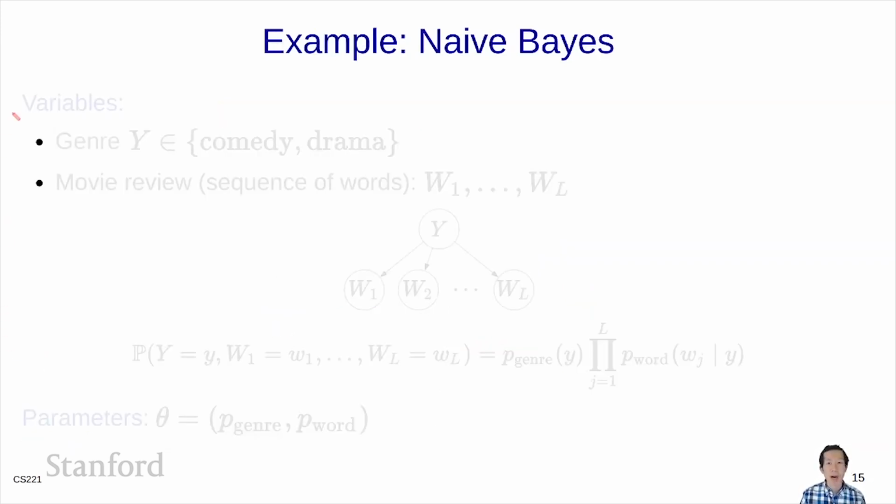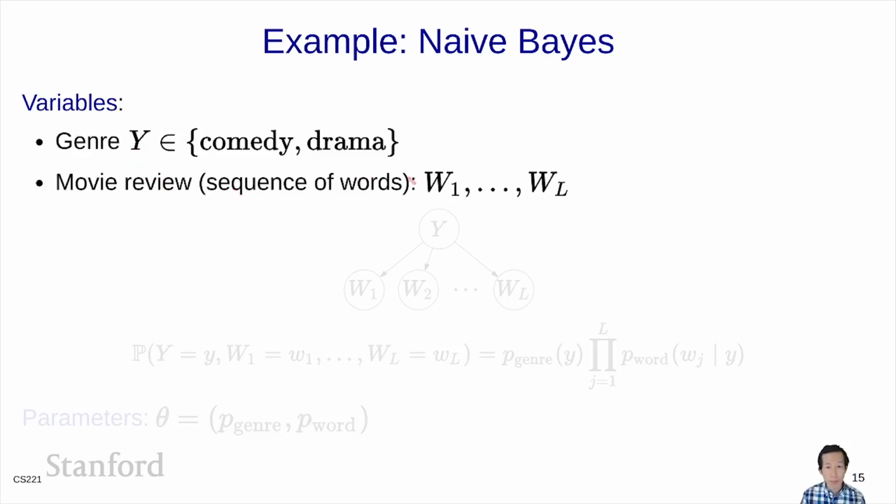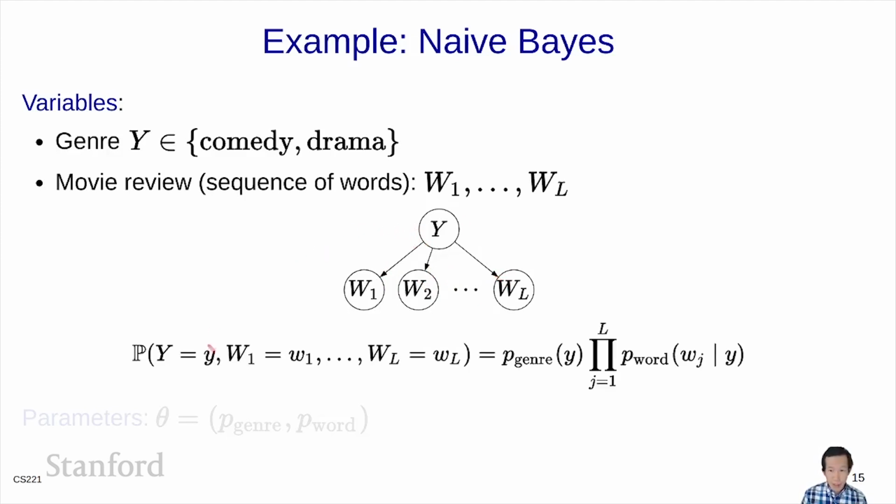So let's look at some other Bayesian networks with parameter sharing. We already looked at naive Bayes before, but just to anchor it in this notation, say we have a genre and we have a movie review, and we have a Bayesian network which generates each word independently conditioned on the genre. And so the joint distribution over everything is equal to the probability of genre y times, for each word, the probability of a particular word given y.